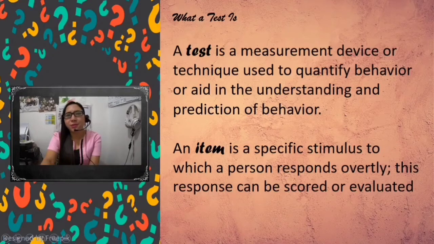It is also a tool used for evaluation. So when we are looking at test items or test questionnaires, the exams, we can see the item. An item is a specific stimulus to which a person responds overtly. This response can be scored or evaluated. If you are looking at the test papers, these are the items, or the questions given to the test taker to analyze in order to answer. They come in different types or forms, but each is scored, and the score will serve as its evidence.